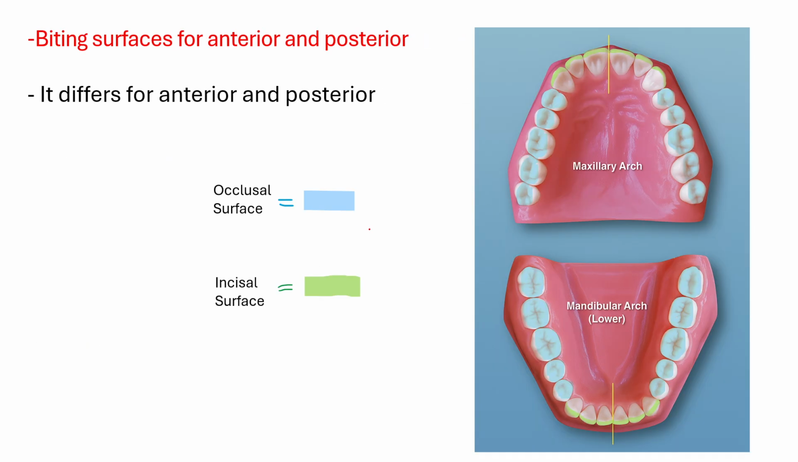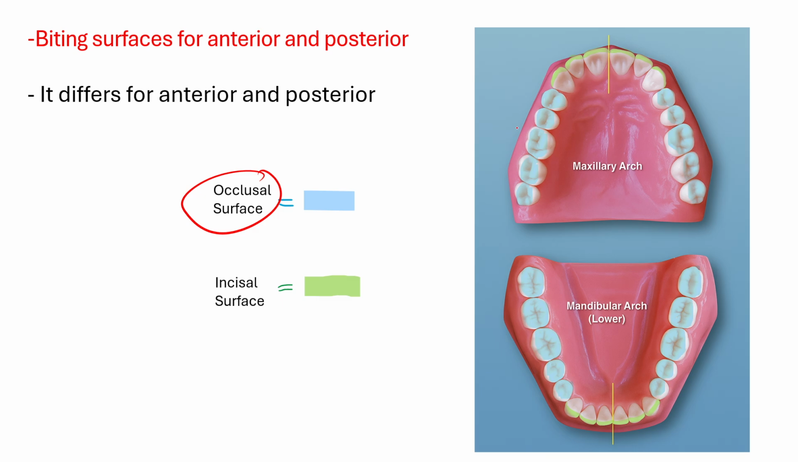Alright, so the biting surface or the chewing surface of your teeth differs for the anterior and the posterior. But in the posterior teeth, in the premolars and the molars, it's called your occlusal surface, as you can see right there, highlighted in this blue color. It's the same for the upper and lower.